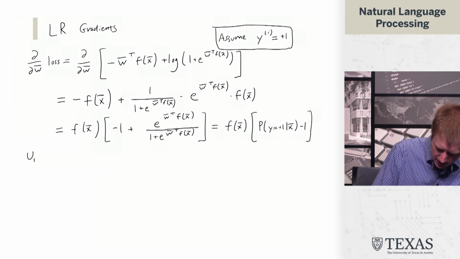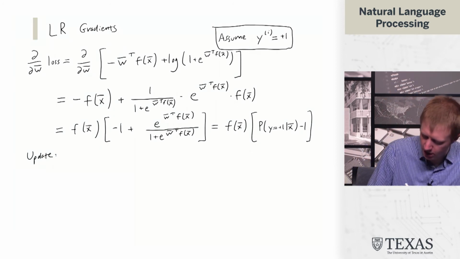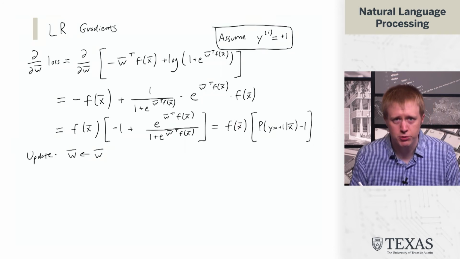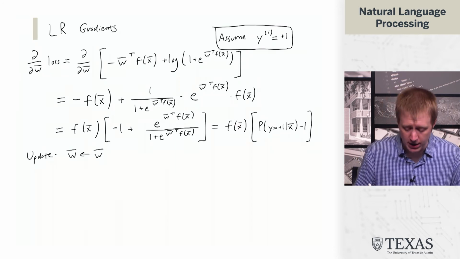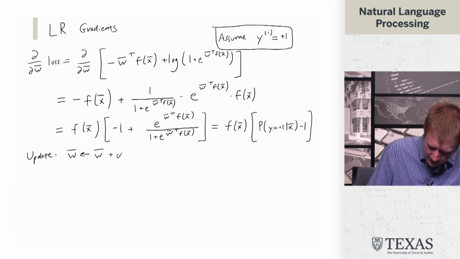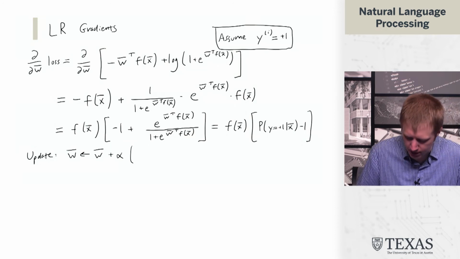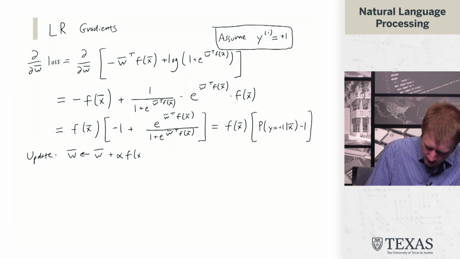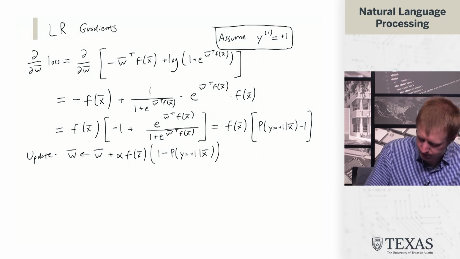OK, so then finally recall that the SGD update looks like this. You have to subtract off alpha times the gradient. So I'm going to write this as adding alpha times negative the gradient, and that gives us this.